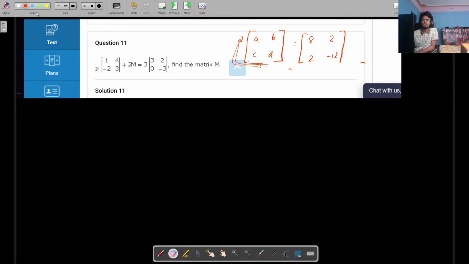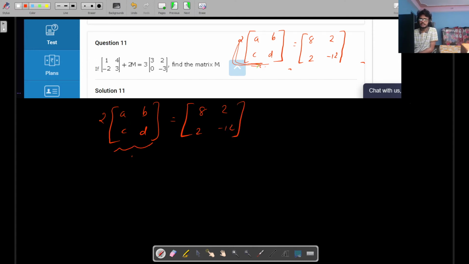Okay, so now what we know is, we got 2 times [A, B; C, D] is equal to [8, 2; 2, -12]. Now we know this matrix is M, right? So we are told to find M. We don't need this 2, because we only need the matrix M. So the question is, find the matrix M. Matrix M is this one, so we take this 2 to the other side.